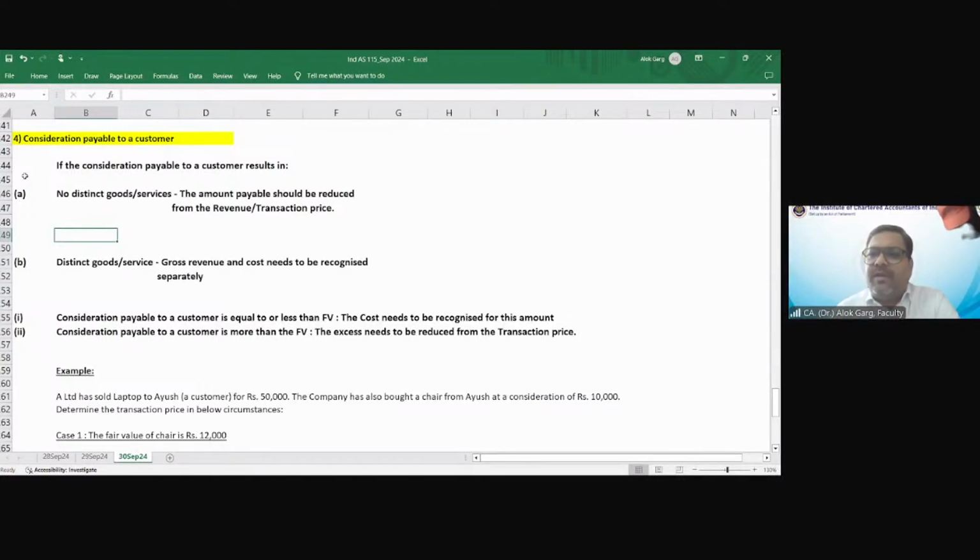I sold you FR classes worth 5,000 rupees and I gave you 3,000 rupees. I bought the chair from you and gave 3,000 rupees, but the fair value of the chair is 2,000 rupees, so why did I pay you 3,000? Why have I paid you 1,000 rupees extra? 1,000 rupees discount on what? On the FR classes. It means my revenue is not 5,000, my revenue is 4,000 rupees, right?